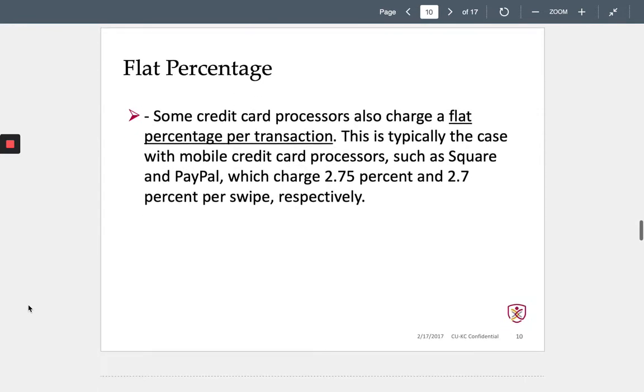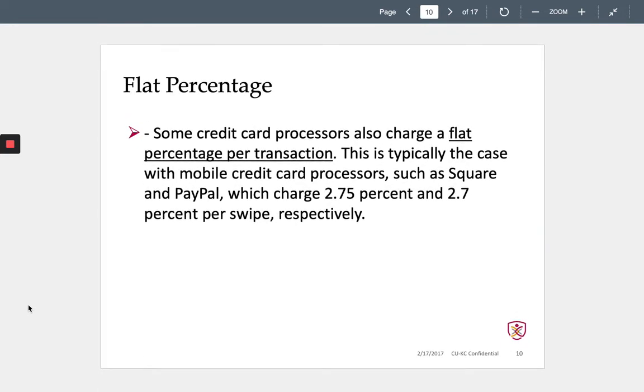Flat percentage. So this is going to be like Square, using a little dongle that goes into a phone and that you swipe that way. A flat fee, 2.75, 2.7 per swipe. Those are pretty competitive rates. It's simple. I like these. There's no problem using something like that. A lot of people do. It takes all of the guesswork out of it as well.